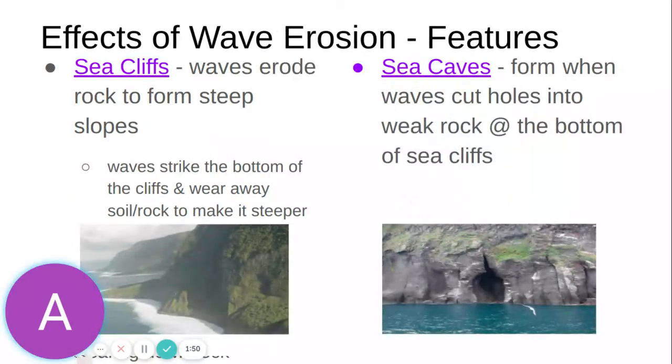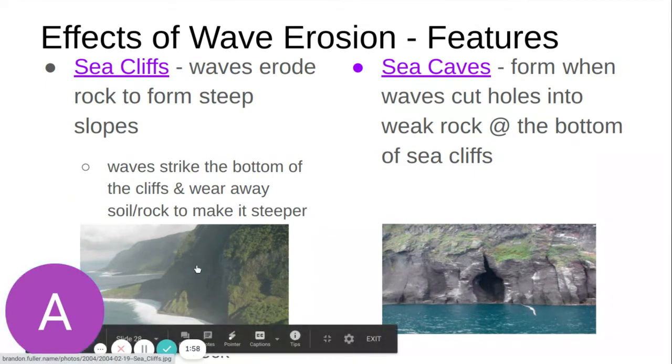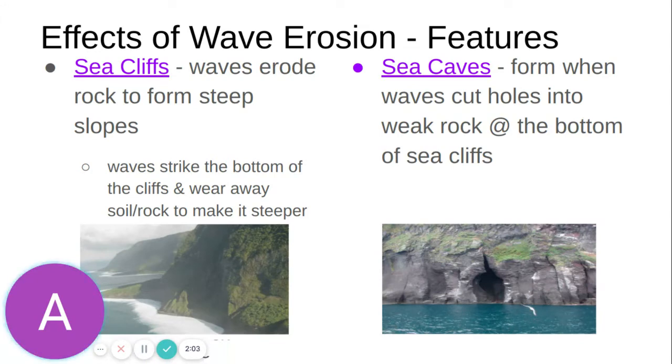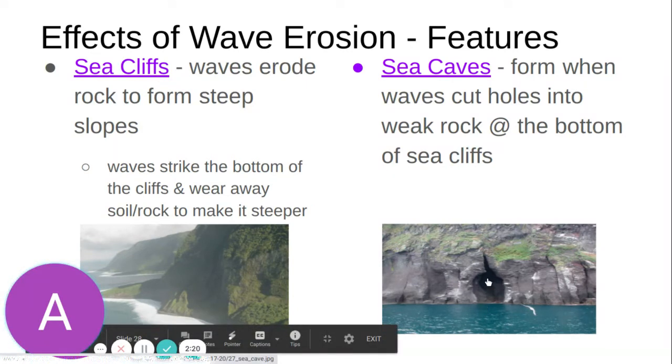Now, when we're looking at different features, there's a few different features we'll focus on. First one is sea cliffs. All right, so this example of the sea cliff is right here. This is when waves erode rock to form a steep slope. Waves strike the bottom of the cliffs and wear away the soil and rock to make it steeper. We also have sea caves, which is from when waves cut holes into weak rock at the bottom of sea cliffs.